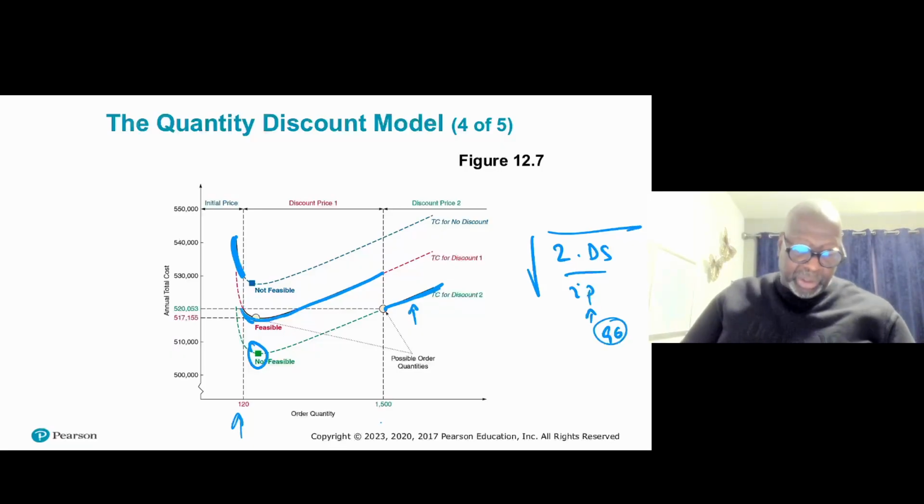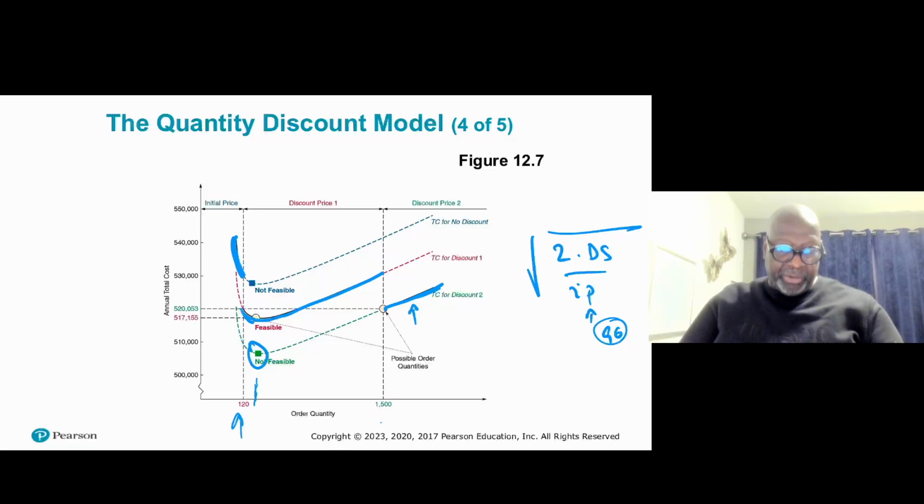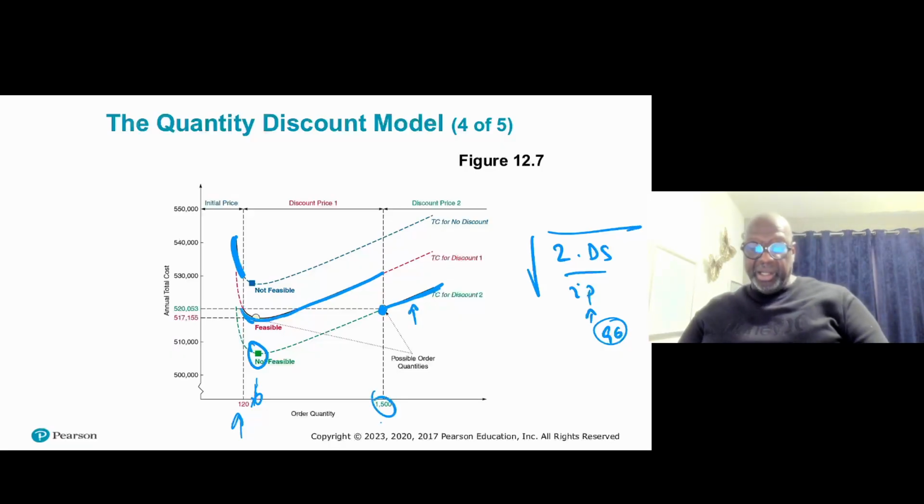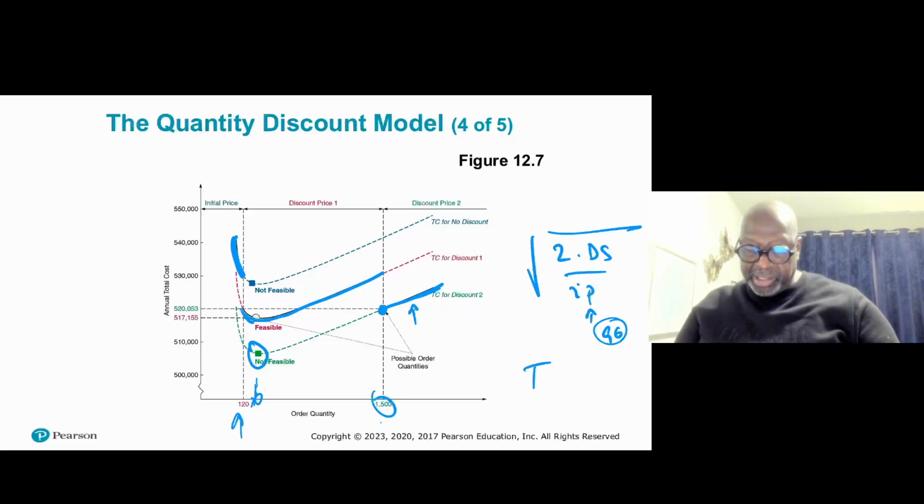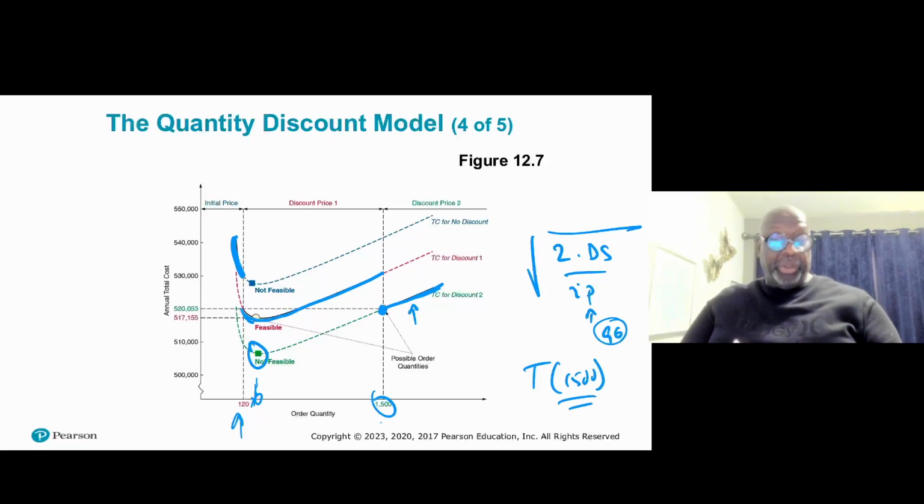Well, that EOQ is not feasible because it's somewhere in this range. So to get that price, you would have to order a minimum of 1,500 units. So you say, well, let me find the cost of 1,500 units. But we don't have the answer yet.